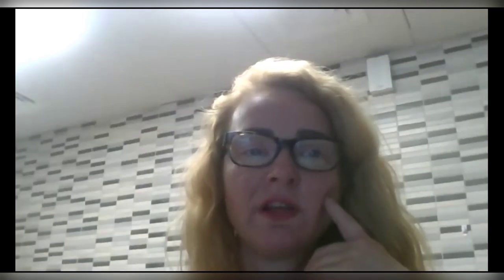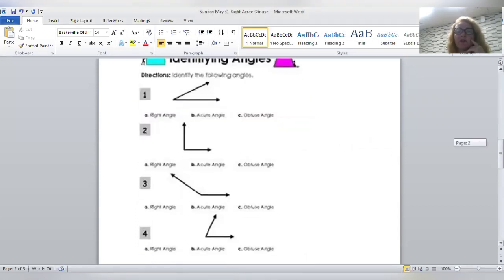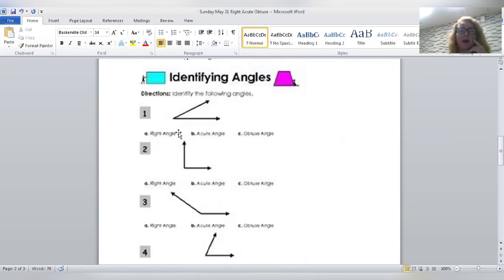Okay, let's look at activities 3 and 4 now. So in activity 3, you need to draw the angles in each of the 3 choices in your book if you're not going to be printing. So go ahead and draw it just how it looks there, and then you can write underneath, because it's good practice, right angle, acute angle, and obtuse angle. So now let's think about this. This one that we see here, does it look like an L shape? Does it look like 90 degrees? Or does it look smaller than that? And if you're thinking it looks smaller than the L shape, then I know you're going to choose acute angle.